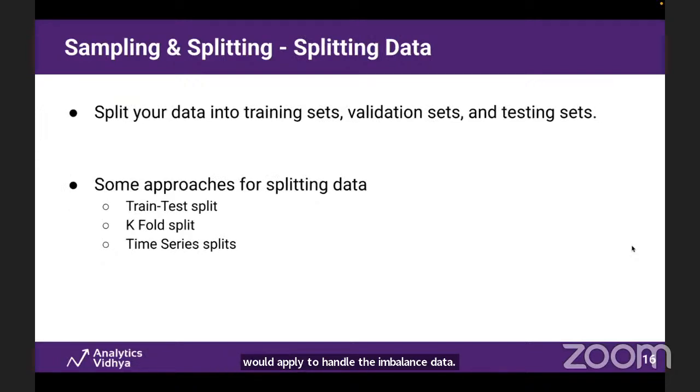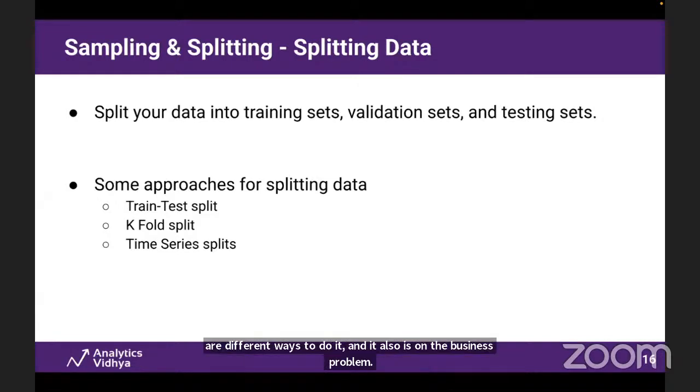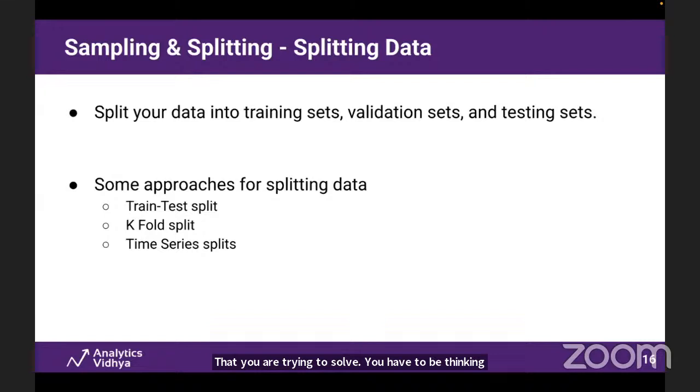Then comes splitting. Splitting the data into training set, validation set, and test set is what you're going to perform. The training set is what your model is going to get trained on, then validation is what you use to validate your model after you have trained it, and then you're going to test it on the testing set. That proportion is the way you split the data. There are different ways to do it, and it also depends on the business problem that you're trying to solve. You have to be thinking about that when you split your data.